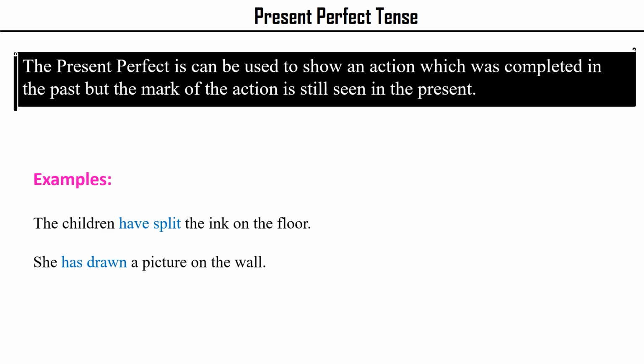Or she has drawn a picture on the wall. The action happened in the past, but the mark is still seen in the present. She has drawn a picture on the wall and now the picture is on the wall. We can see the picture.